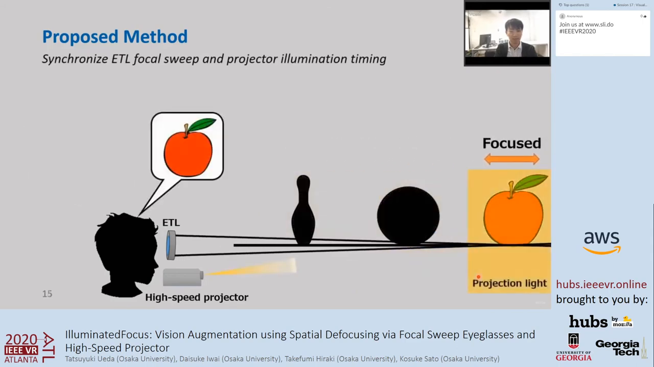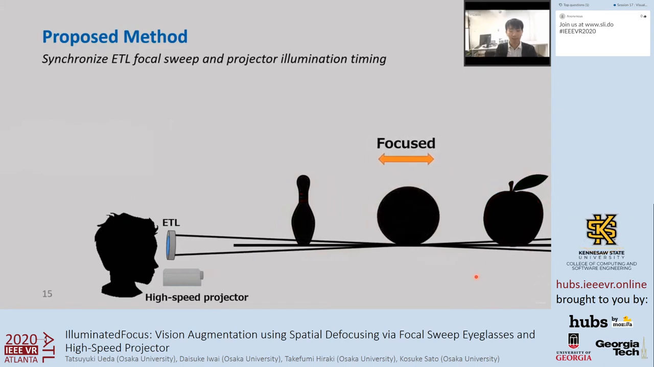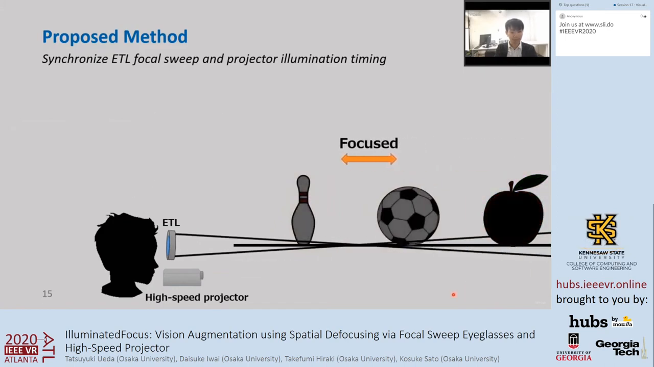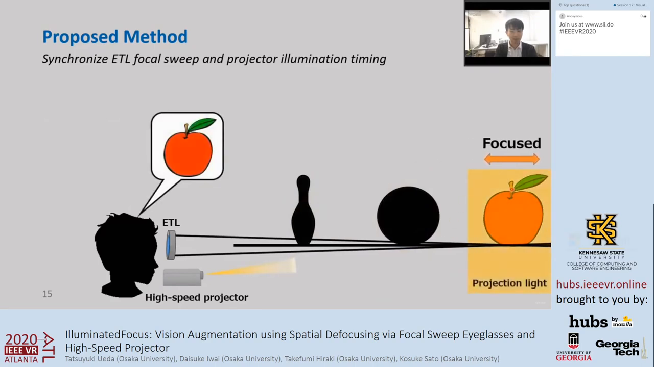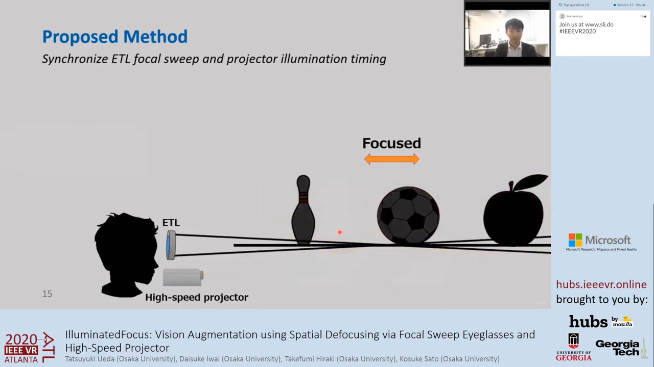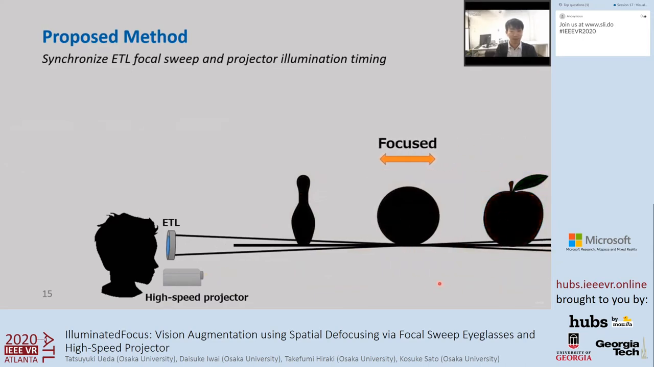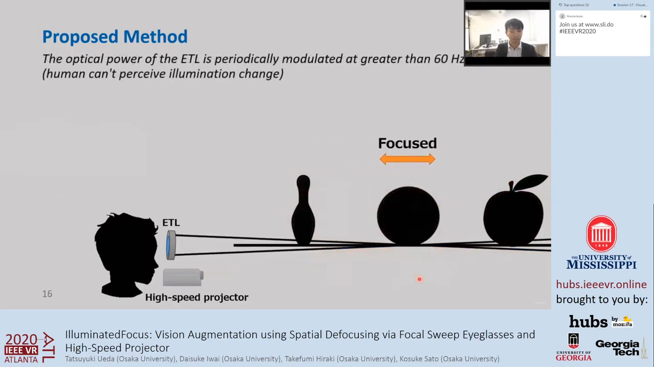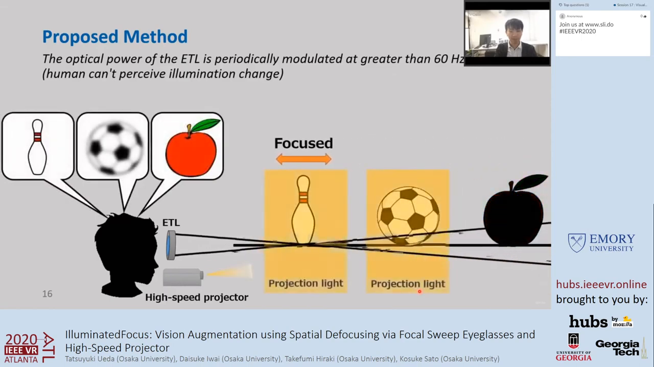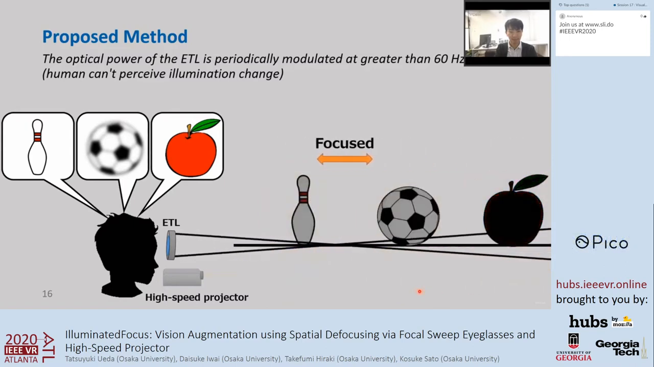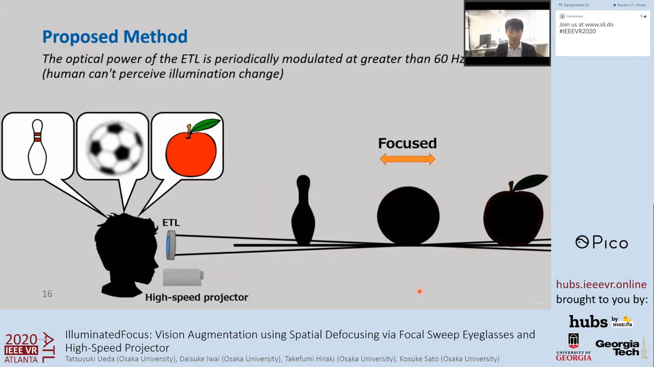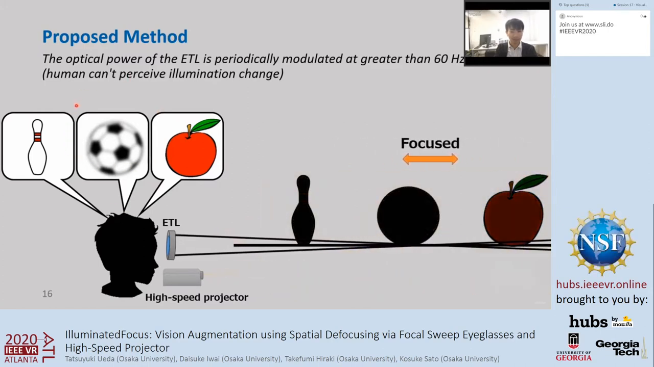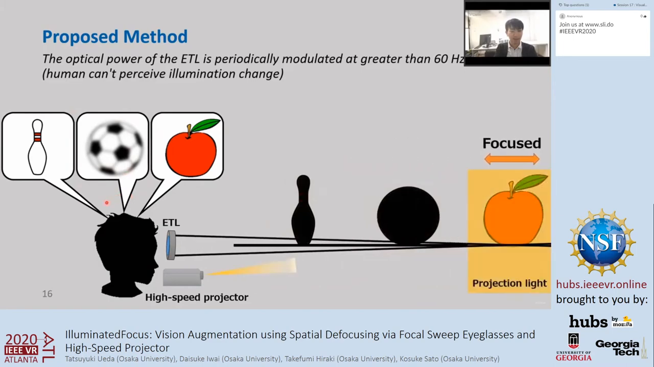We synchronize the ETL focal sweep and the projector illumination timing. Then the front and back objects appear clear, and the middle object, the ball, looks blurred because the focus is off the ball. The optical power of the ETL is periodically modulated at greater than 60 Hz. Then, because a human can't perceive illumination changes at high temporal frequencies, only the ball appears blurred, averaging the view of the objects.